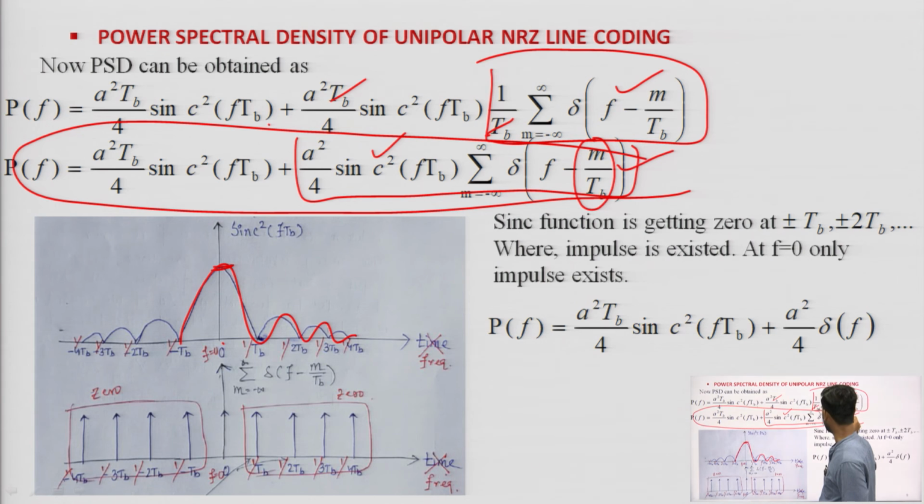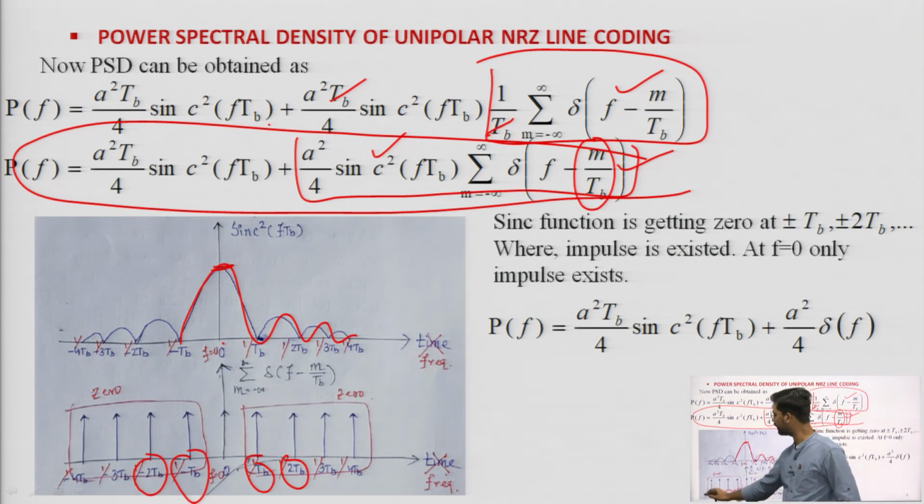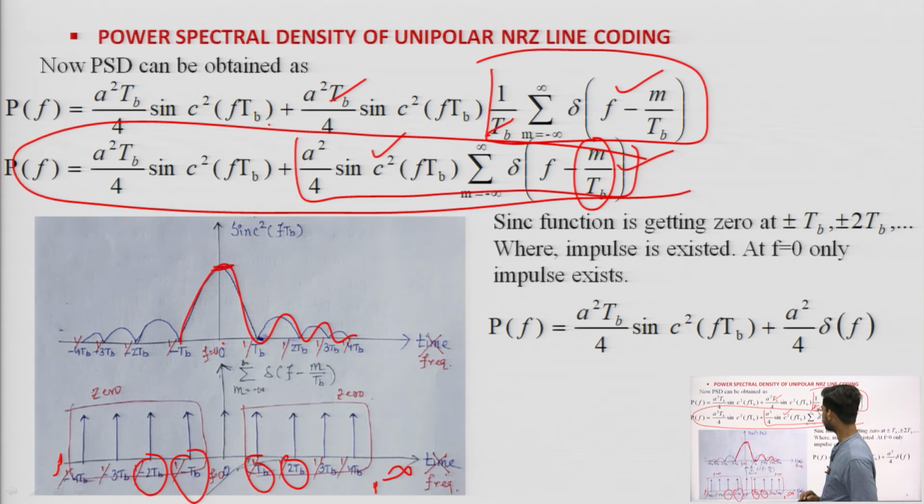So, f minus f prime, at that f prime point only the delta function exists. So, at 1 by Tb, at 1 by 2 Tb, at minus 1 by Tb, at minus 1 by 2 Tb, up to minus infinity, similarly up to plus infinity, it exists. But after that we will multiply this, okay. After multiplying, what will happen? The sinc function is 0 at plus or minus 1 by Tb, plus or minus 2 by Tb; these are 0 points, where the impulses exist.